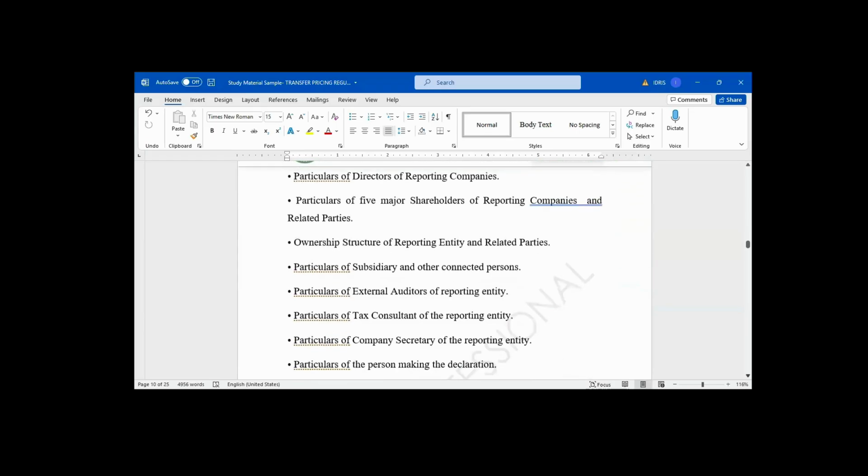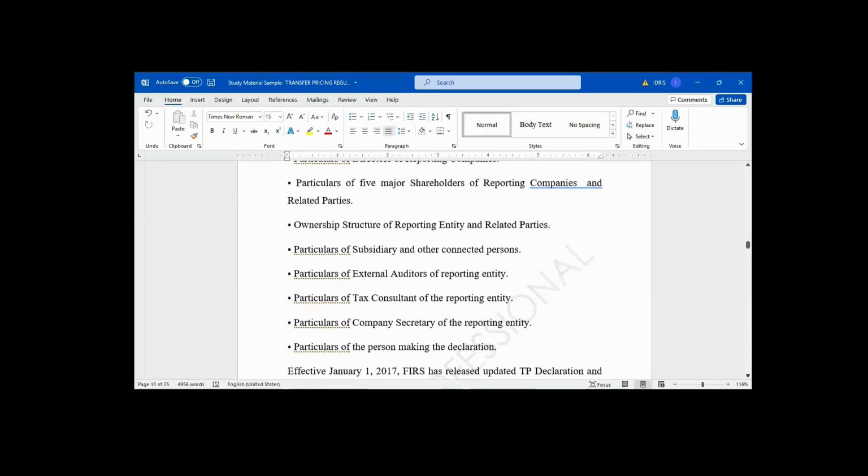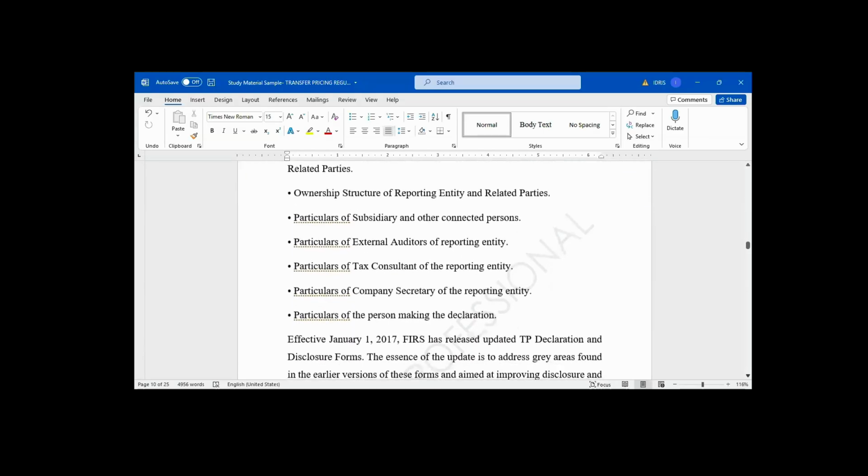Particulars of external auditor of reporting entity. Particulars of tax consultant of the reporting entity. Particulars of company secretary of the reporting entity. While the last one, particulars of persons making the declaration form.